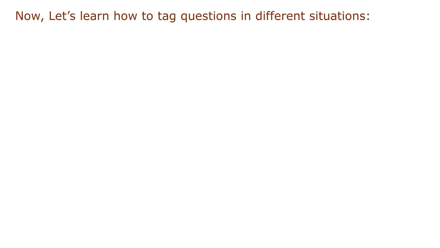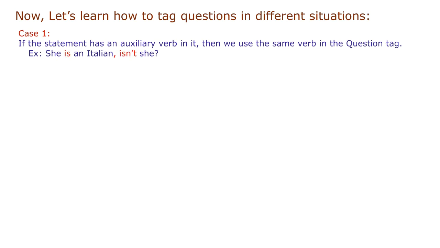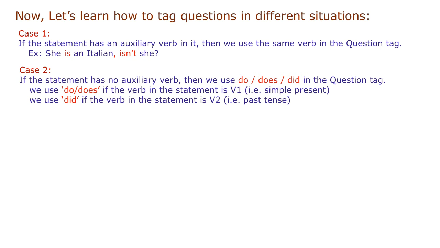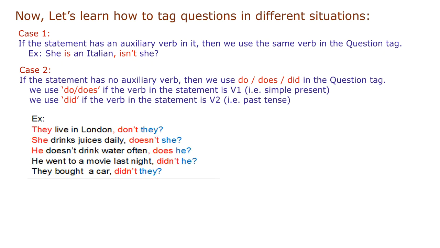Now, let's learn how to tag questions in different situations. In first case, if the statement has an auxiliary verb in it, then we use the same verb in the question tag. Example, she is an Italian, isn't she? In second case, if the statement has no auxiliary verb, then we use do, does, did in the question tag. We use do or does if the verb in the statement is V1, that is simple present. We use did if the verb in the statement is V2, that is past tense.